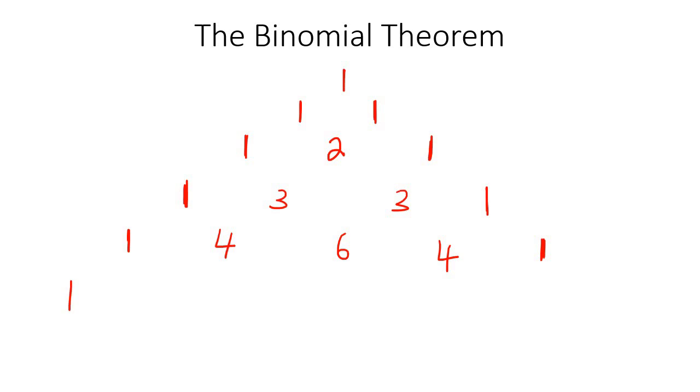So you start with a 1, and then 1 plus 4 is 5. And then 4 plus 6 is 10. 6 plus 4 is 10. 4 plus 1 is 5. And 1. Now, you can keep going as long as you need to go down. The next thing you need to know is the following.